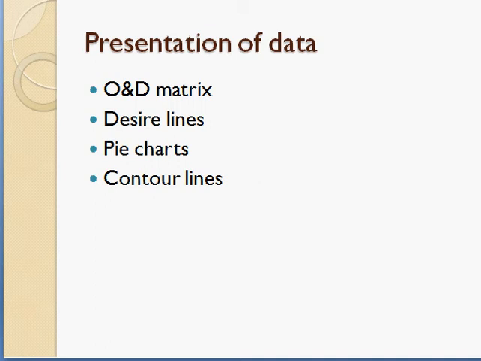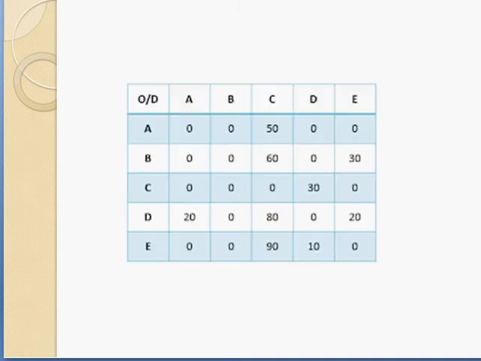If you are taking the OD matrix, it is like this: you will have origin and destination. Here you have 5 zones: A, B, C, D, E. Sorry, this is destination, this is origin. You will have trips originating from A and ending at B. Here it is 0, which means no trip originates from A and ends at B. There are 50 trips originating from A and ending at C. There is no trip originating from A and ending in D. Like that you can represent it here.